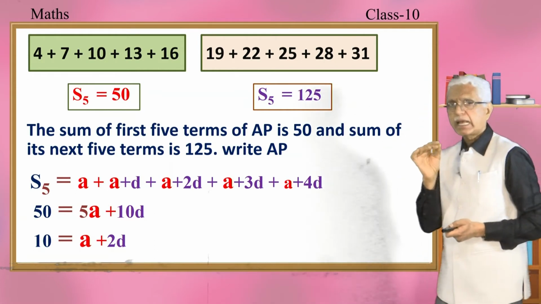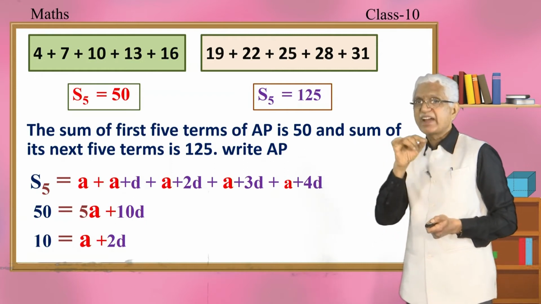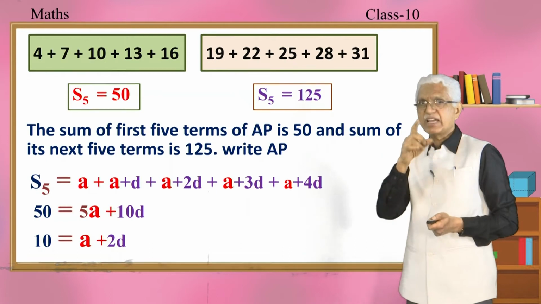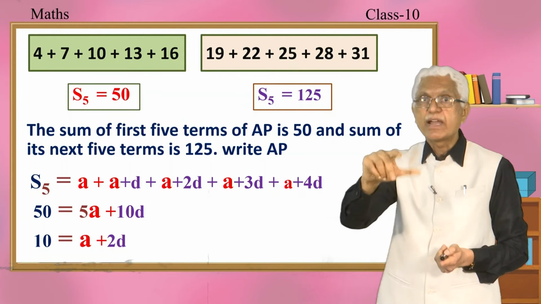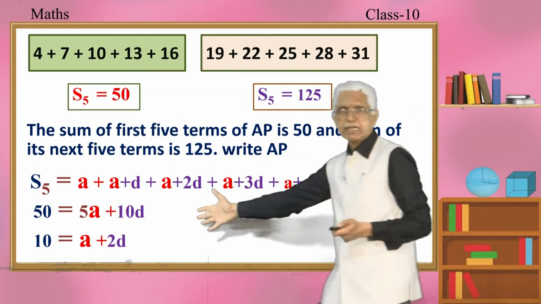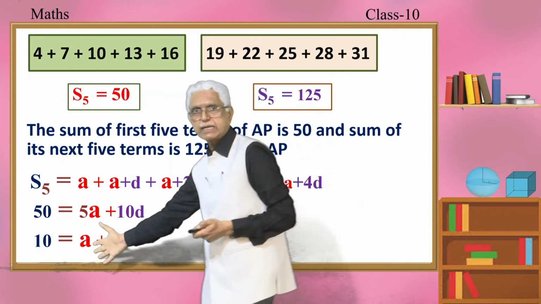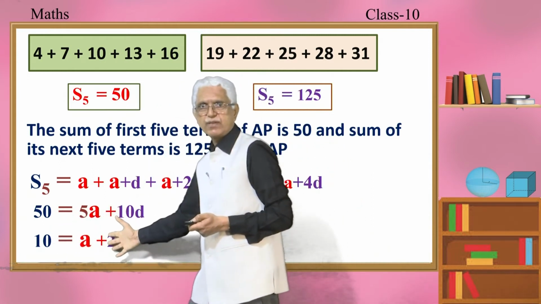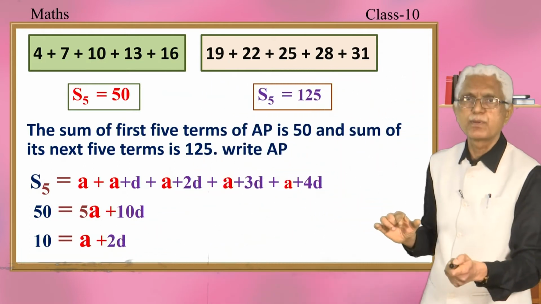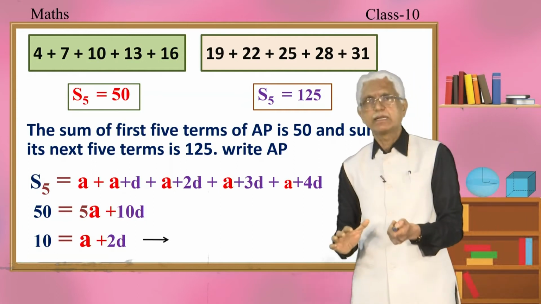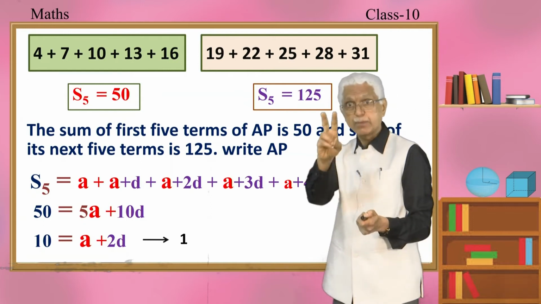Okay. What have they done next? Please observe. They have simplified it, correct? They have divided it by 5, correct? You had 50 is equal to 5A plus 10D, and what has happened to that? Observe, 5 tens are 50, 5 ones are 5, so A, 5 twos are 10, therefore D. It is simplified as 10 is equal to A plus 2D, correct? Call that equation number 1, okay? You got one linear equation in 2 variables, of course.